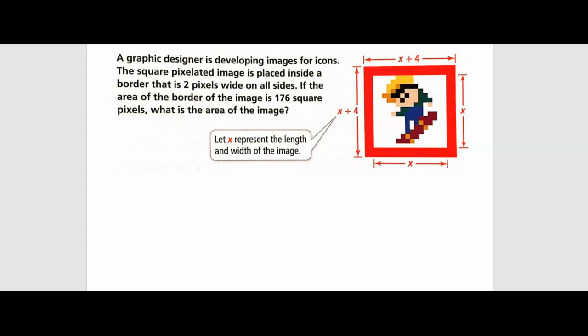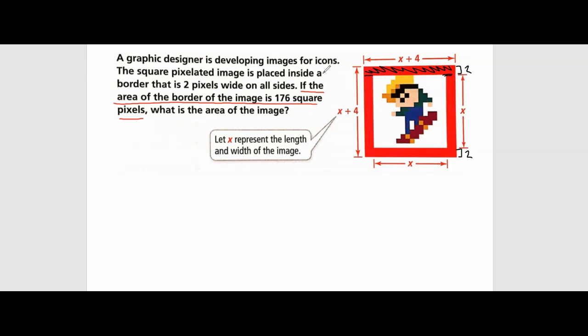Okay, so I'm going to start with this. It says the area of the border is 176 square pixels. So if I can come up with an equation for the area of the border, I can set that equal to 176. All right, stay with me because this is going to be a little tricky. I'm going to break this border up into rectangles. Well, the area of that rectangle is x plus 4 times 2. X plus 4 is the length, 2 is the width. Remember, it said these borders were 2 pixels wide.